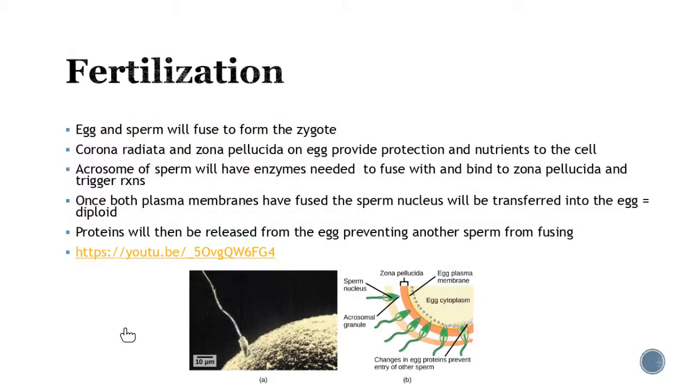So just a reminder, the egg and sperm are going to fuse to make the zygote. As I mentioned before, you can only have the right number of chromosomes for it to actually work. Now there are protections out there to prevent this from happening. You have this corona radiata and zona pellucida on the egg that provide protection and nutrients to the cell. So you're just kind of looking at those guys right there.